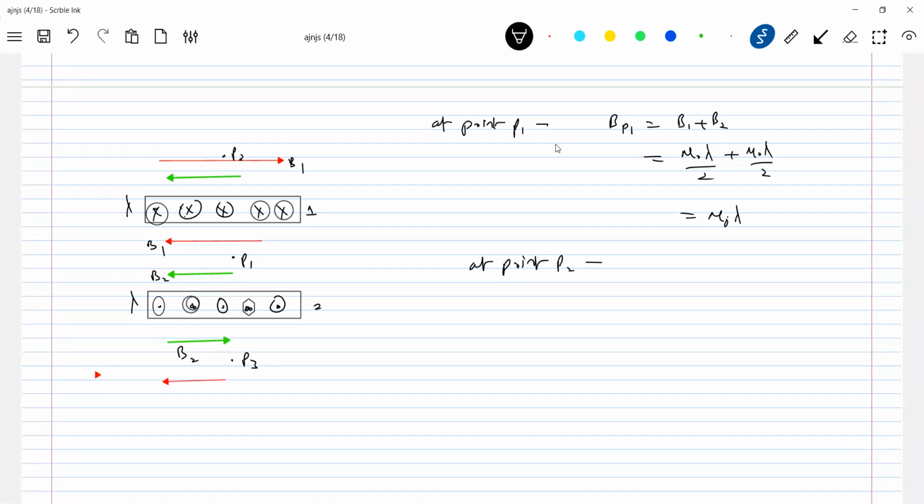Okay, now at point P2, take superposition of B1 and B2. This will be B2. This will be B1. Now at point P2, the resultant will be how much? B1 minus B2. B1 is mu naught lambda by 2. Opposite direction, so it will be 0. Similarly at point P3, B2 minus B1.